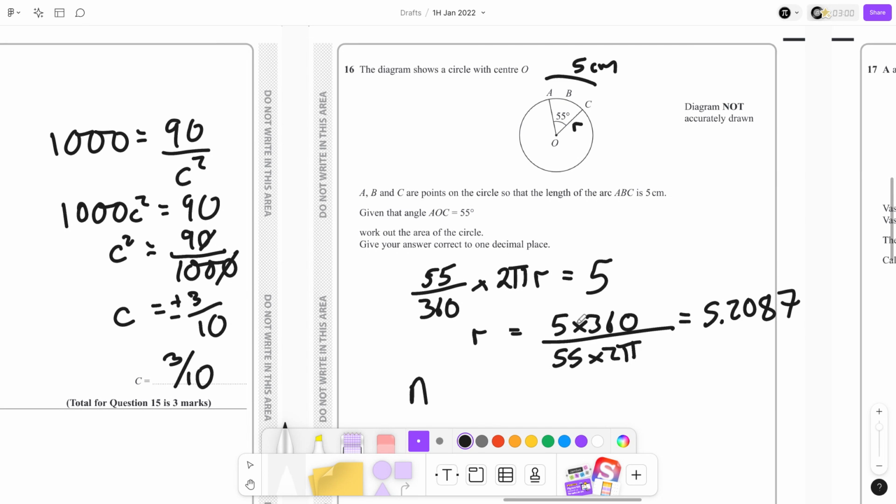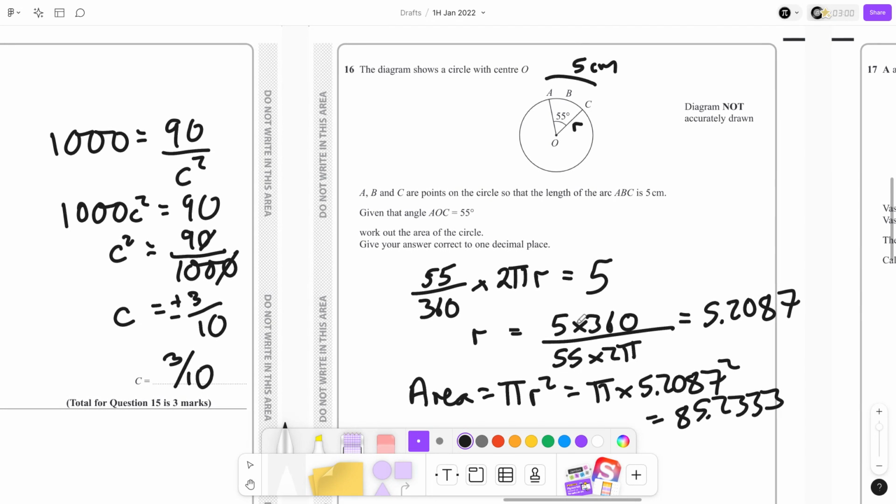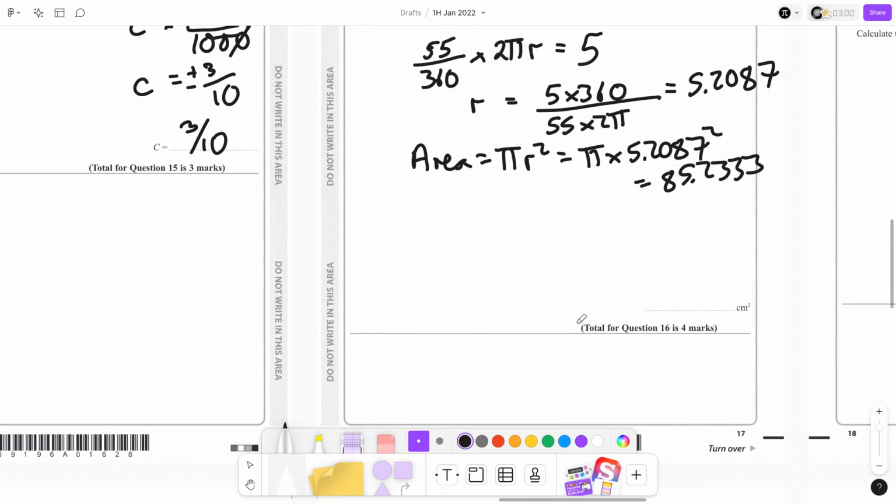And then the area of the circle is pi r squared, which is pi times 5.2087 squared, which is 85.2333. We want it to one decimal place, so it's 85.2.